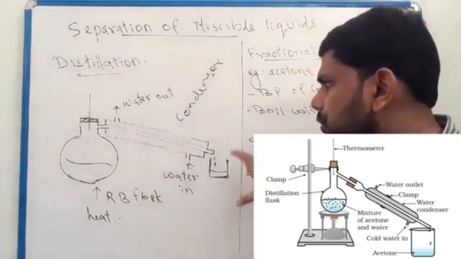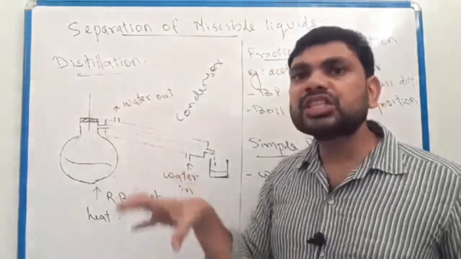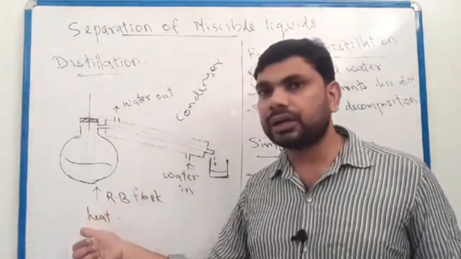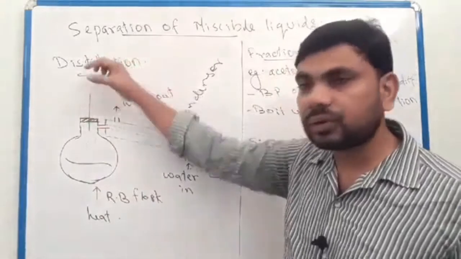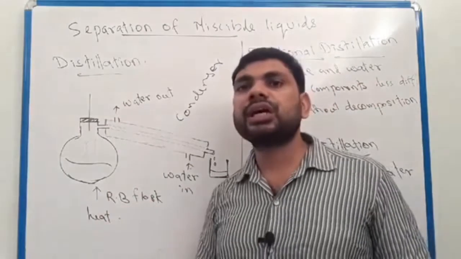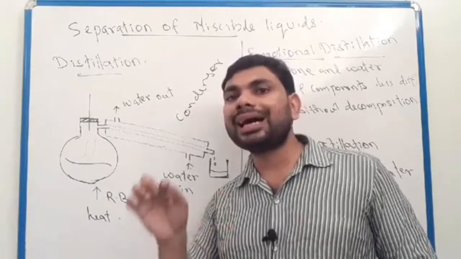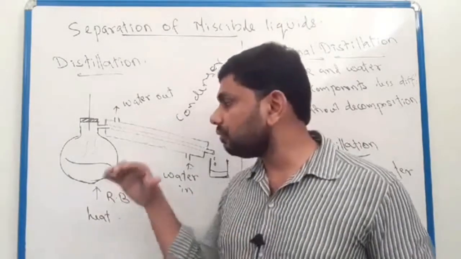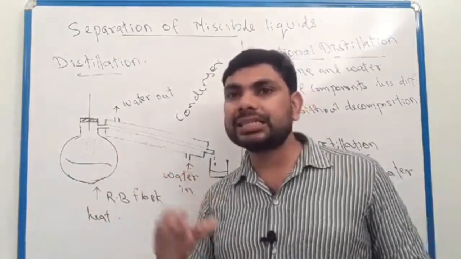Here we will also keep a thermometer. This thermometer helps to control the temperature while we heat over here. We will note the temperature in the thermometer. For example, we have a mixture which contains water and alcohol. Alcohol will boil at 70 degrees Celsius. Water will boil at 100 degrees Celsius. So we will heat over here and maintain the temperature around 80 degrees Celsius.